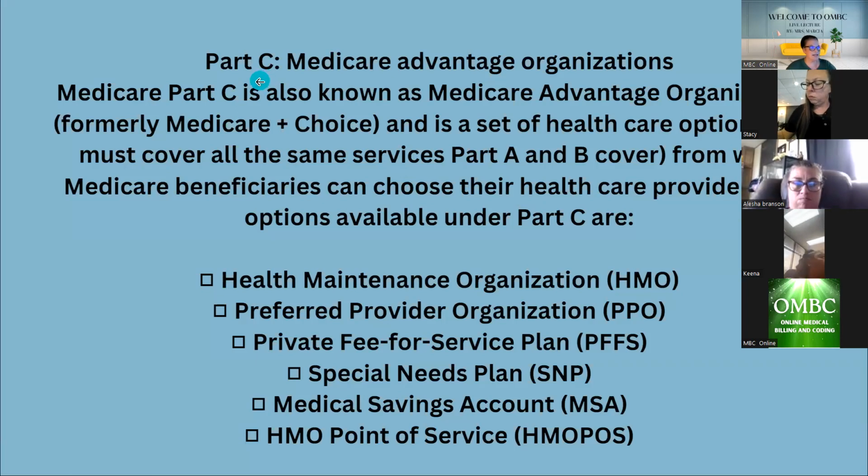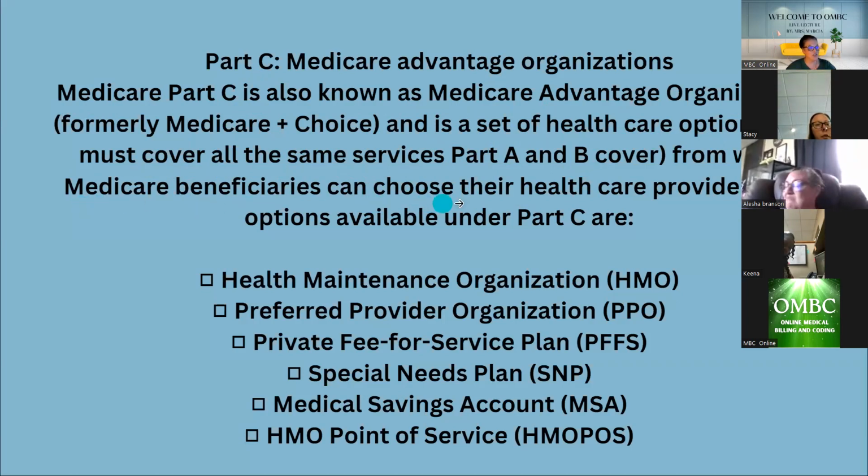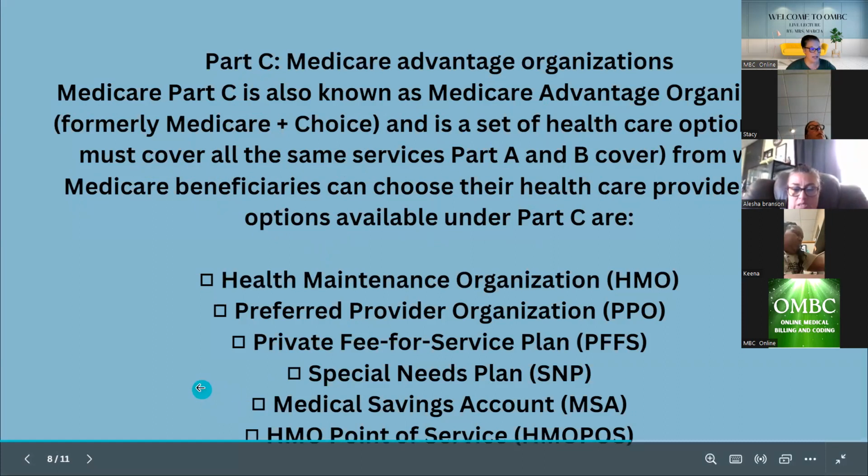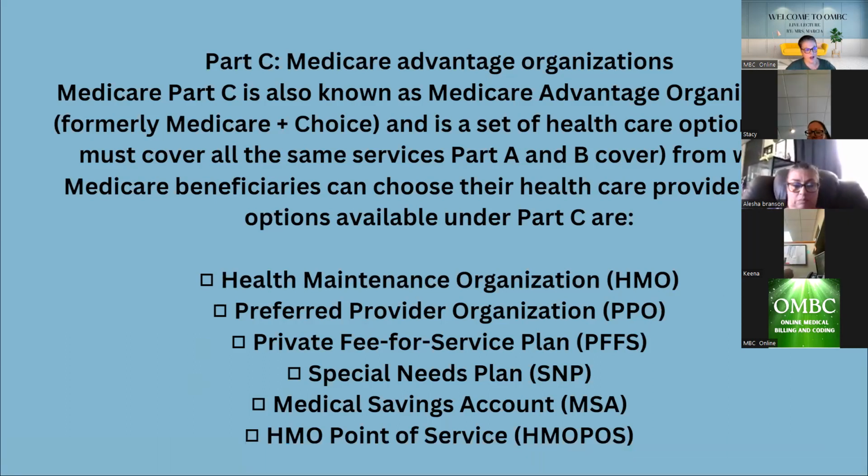So Medicare Part C. Medicare Part C is also known as the Medicare Advantage Organizations, formerly Medicare Plus Choice, and is a set of healthcare options that must cover all the same services Part A and B cover, from which Medicare beneficiaries can choose their healthcare providers. The options available under Part C are an HMO, PPO, PFFS, special needs plan, medical savings account, and an HMO point of service. Now, I know this sounds complicated, but it's not.